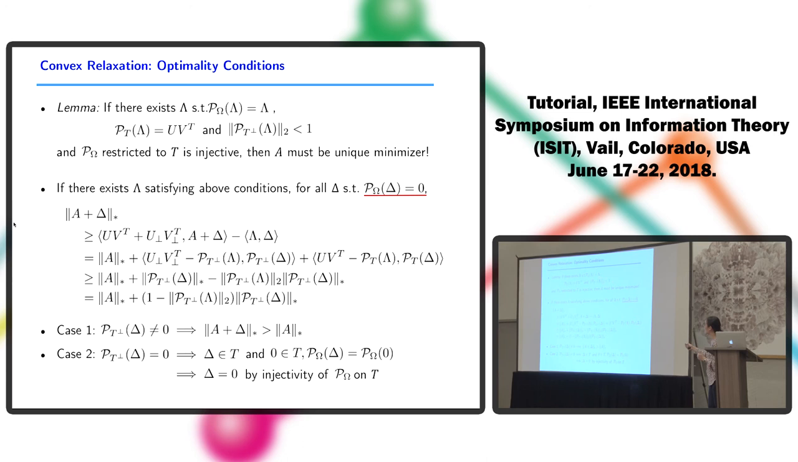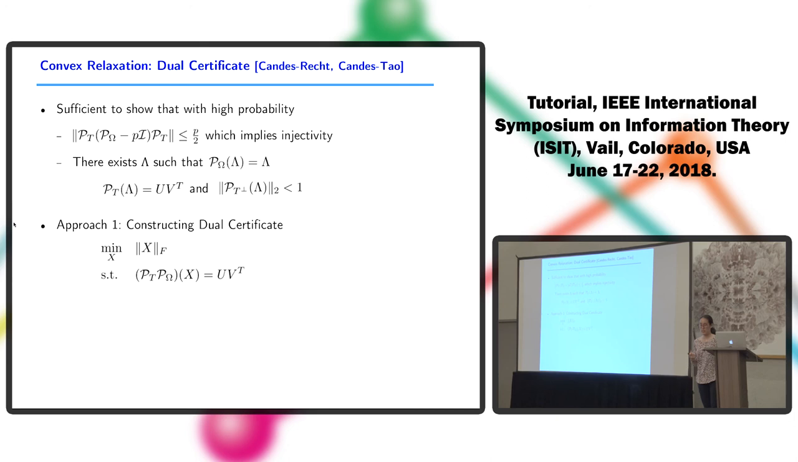Okay, so now we've exactly characterized the conditions we need for A to be the unique minimizer. The last step that we need is just to show that with high probability we can actually find a dual certificate. There are two approaches that I'm going to present for constructing such a dual certificate.